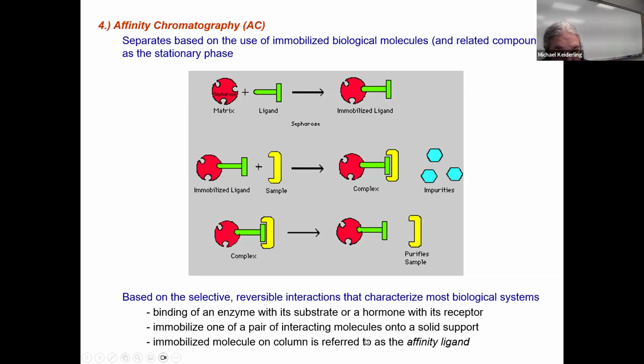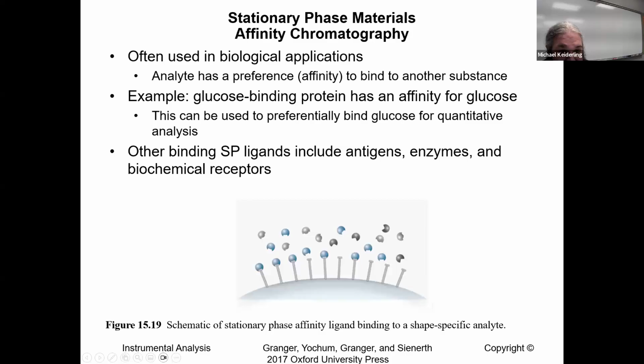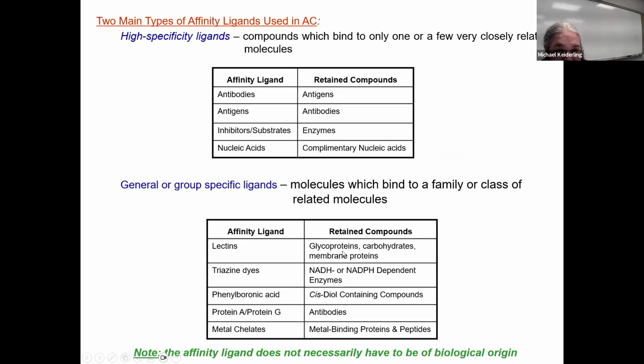You immobilize one of a pair of interacting molecules onto a solid support, and the immobilized molecule in the column is referred to as the affinity ligand. They're often used in biological applications. The analyte has a preference or affinity to bind to another substance, like the glucose binding protein has an affinity for glucose. These can be used to preferentially bind glucose for quantitative analysis. Other binding ligands include antigens, enzymes, biochemical receptors, things like that.